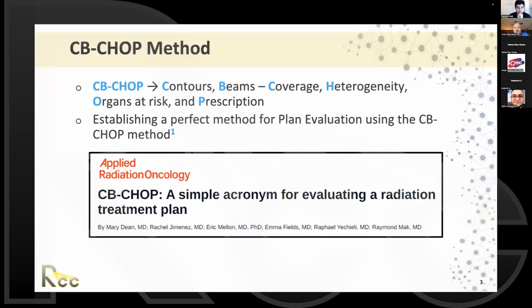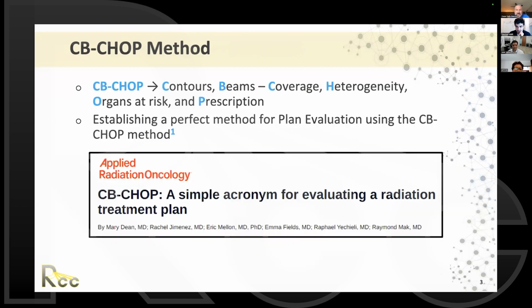So CV CHOP, what does it mean? It's an acronym of letters, and it basically gives you the sequence of how you evaluate a plan. Starting with the C, which is contours, then you go to the beams, and then you go through the coverage, heterogeneity, organs at risk, and then finally the prescription. Basically, this method has been published, you can see the publication here, and it has been widely used by many physicians in general to evaluate a plan.